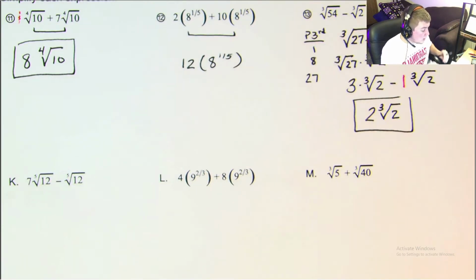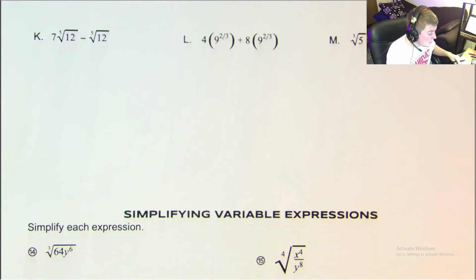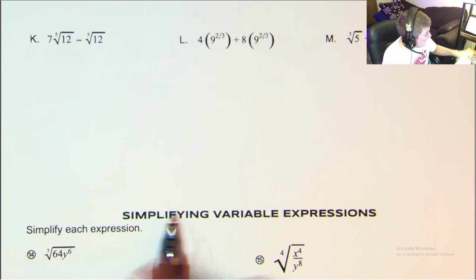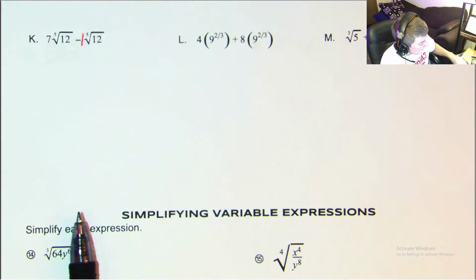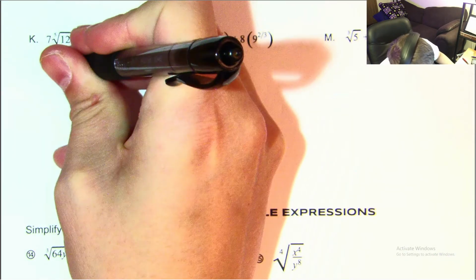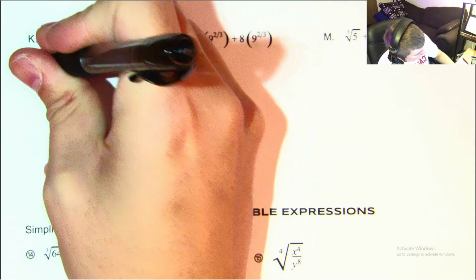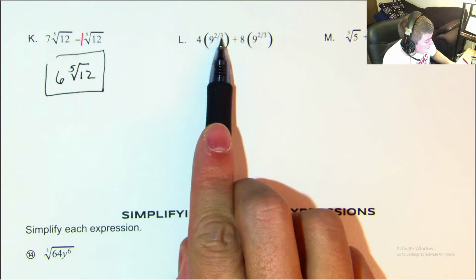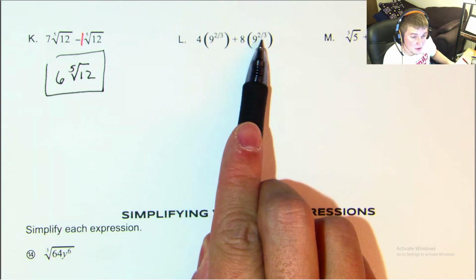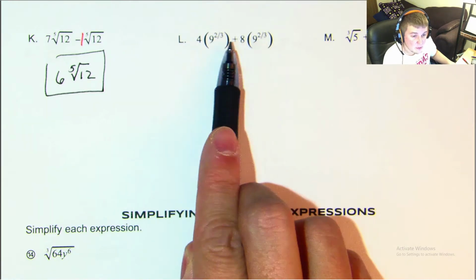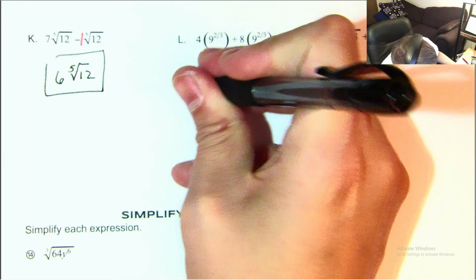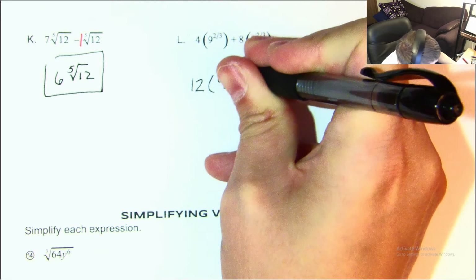Okay, why don't you all pause the video, try K, L, and M all on your own, and see how you did with me. Okay, so I'm looking at K, and I have 7 fifth roots of 12, and I'm taking away 1 fifth root of 12. Altogether, that means that I have 6 fifth roots of 12. Okay, L, I have 4 9 to the 2/3 power, and I'm adding to it 8 9 to the 2/3 power. My base is the same with the exact same exponent in each, so I can just add them together. I have 4 of them here, and I have 8 of them here. Altogether, that means I have 12 9 to the 2/3 power.